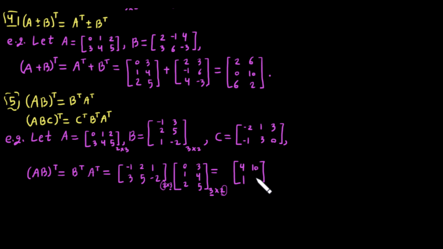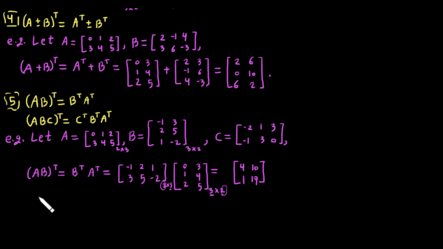To find this element here, I have to multiply this row by this column. 3 multiplied by 3, which is 9, plus 5 multiplied by 4, which is 20, plus -2 multiplied by 5, which is -10. 9 plus 20, which is 29, minus 10, which is 19. So here I have to write 19. So this is how to find A multiplied by B, the whole thing transpose.